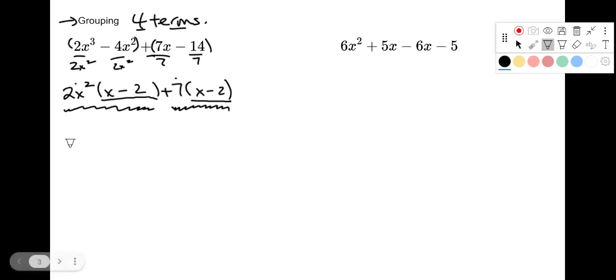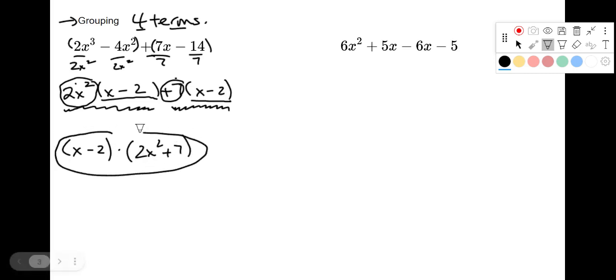So I can take out an x minus 2. And I'd be left with, if I do that, the two GCFs, the 2x squared and the positive 7. So I'd write 2x squared plus 7. And this is now completely factored. This is the correct answer. All right, let's try the next one.